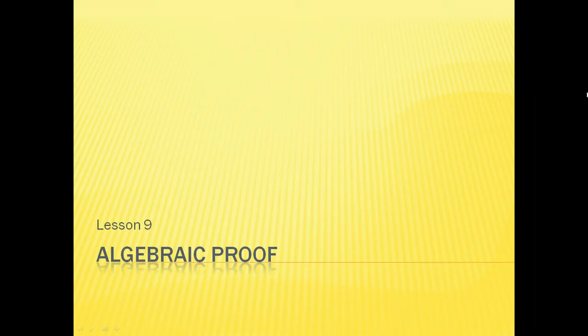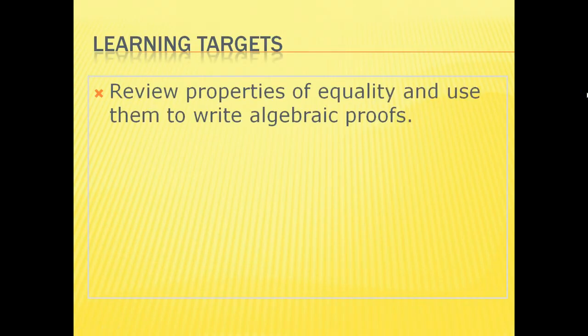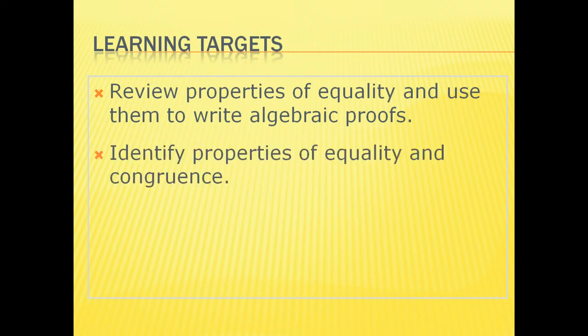Lesson 9, Algebraic Proof. Your learning targets for this lesson are to review properties of equality and use them to write algebraic proofs, and to identify properties of equality and congruence. We only have one vocabulary word, and that is proof.